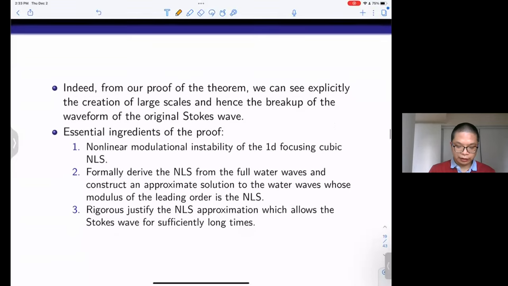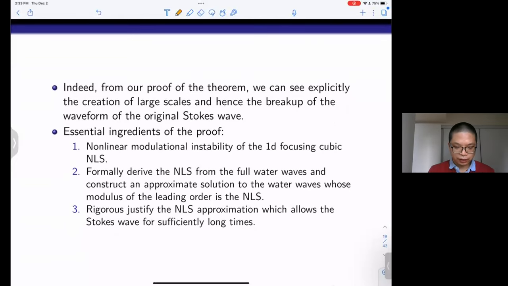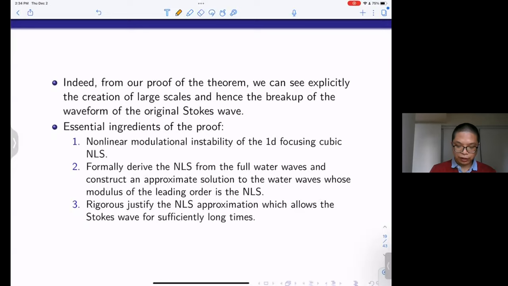So let me repeat myself. The essential ingredients of the proof are the nonlinear modulational instability of 1D cubic NLS, and also the modulational approximation by NLS. In particular, we need to justify this approximation for a sufficiently long time scale, epsilon to the minus 2 times log 1 over delta.